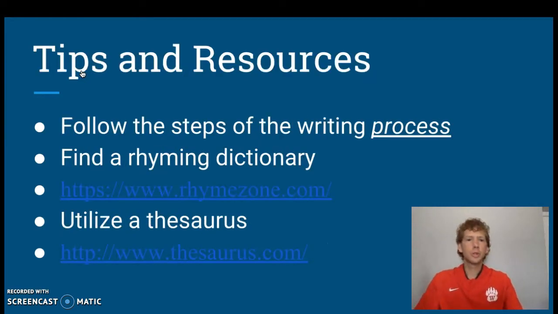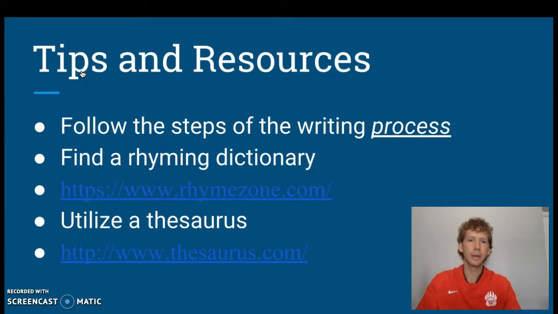So some tips and resources for this. First and foremost, make sure you're using the writing process. Remember that it's a multi-step process. It's not just sitting down and drafting. Before you do that, you want to make sure that you are pre-writing, maybe making a mind web, jotting down some ideas to help you get started. Then you can begin the drafting process. After you draft, don't forget to go back and revise and edit. Make some improvements to your work to make sure that your final product is the best that you can create.